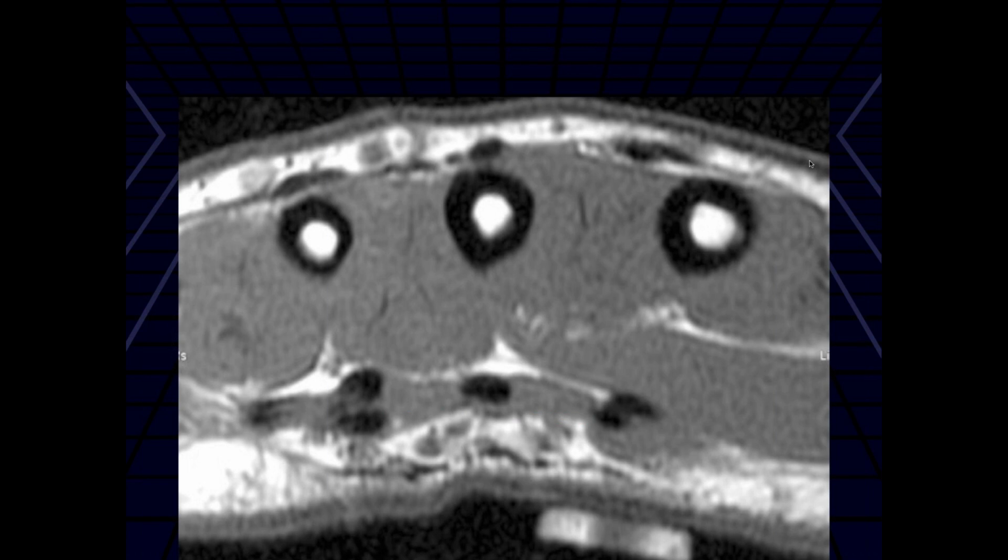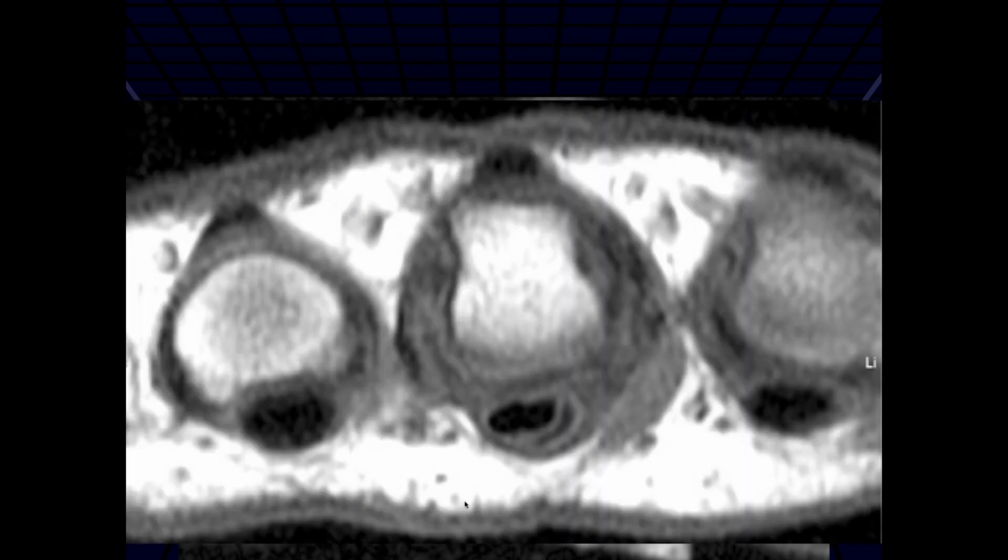So here we have an overlying soft tissue marker, and we can see absence of one of the flexor digitorum superficialis tendons, concerning for a tear. We'd want to evaluate and see how large the defect is.